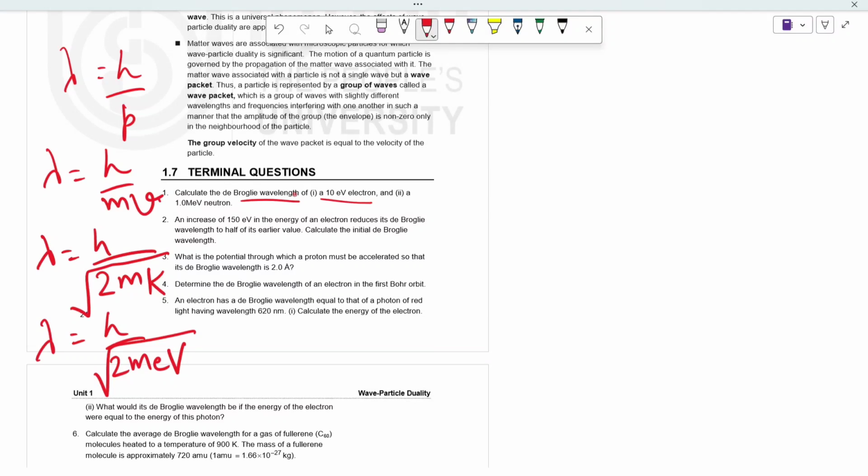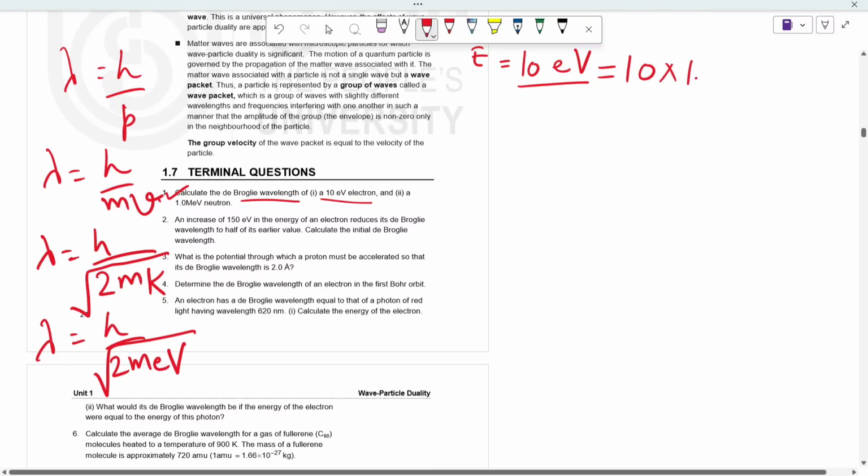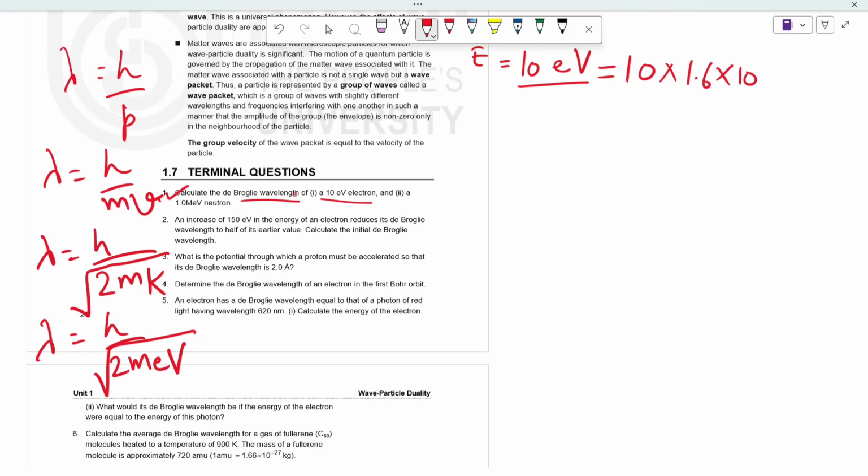Now come to this question. First question is: calculate the de Broglie wavelength of a 10 electron volt electron. We are given the energy of the electron, that is 10 electron volt, and first of all we will convert this value of energy into joule, by multiplying by 1.6 into 10 to the power minus 19 joule. So this is the value of energy of the electron.